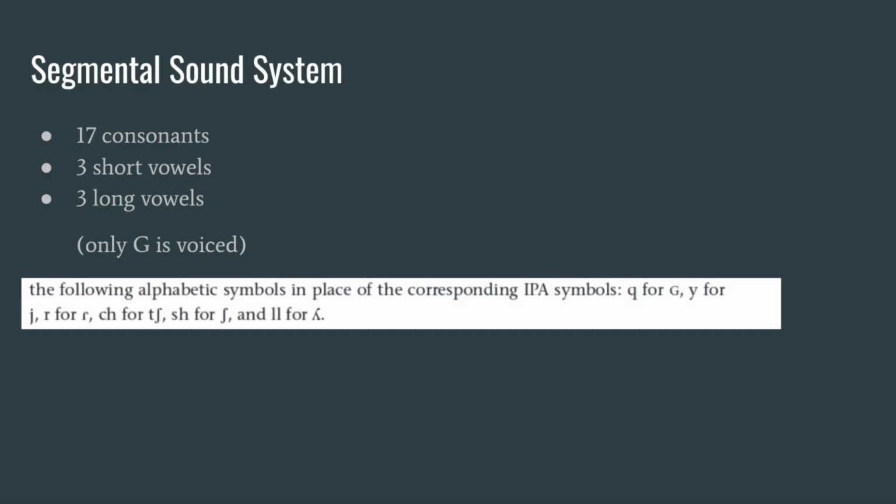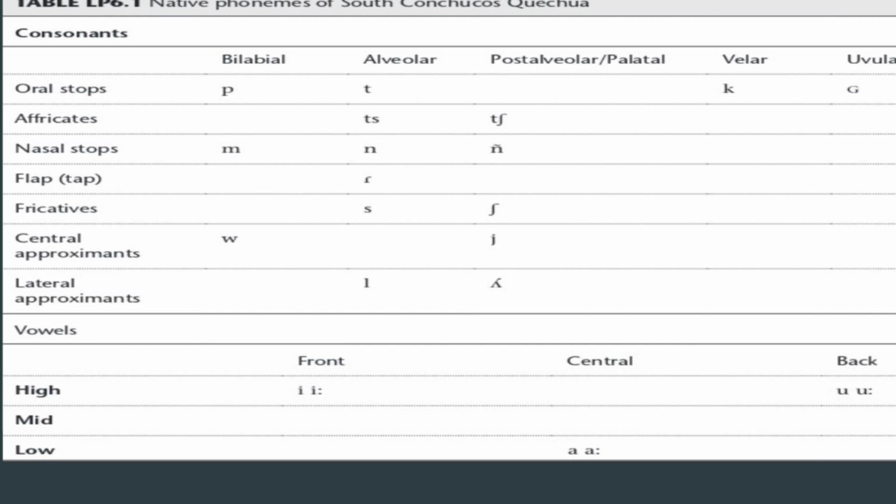So the segmental sound system consists of 17 consonants, 3 short vowels, and 3 long vowels, and we can see that G is the only one that is voiced. The examples in this language profile use the following alphabetical symbols, which correspond to the IPA symbols. So Q for G, Y for J, R for R, CH for T, S, SH for sh, and Y for Y.